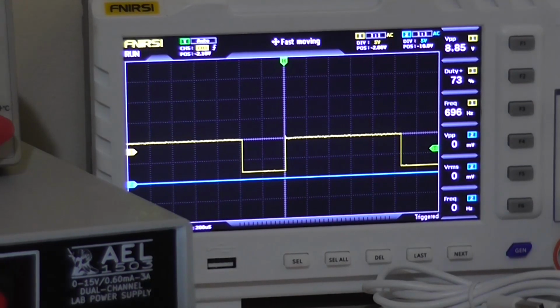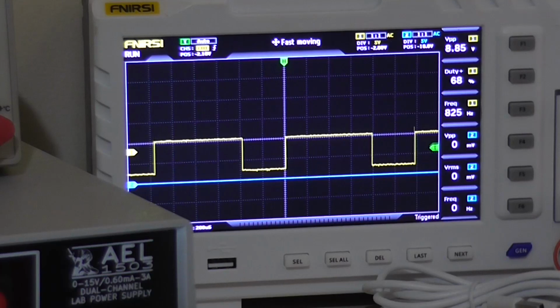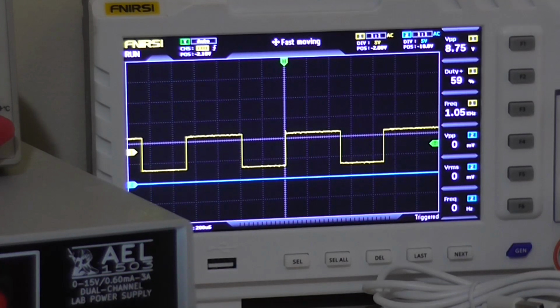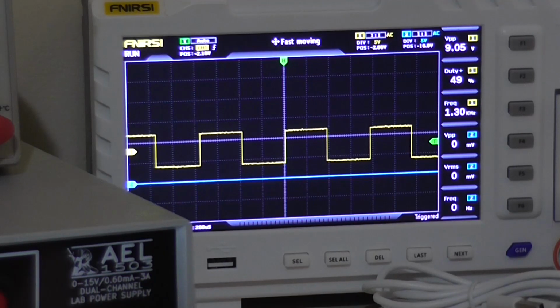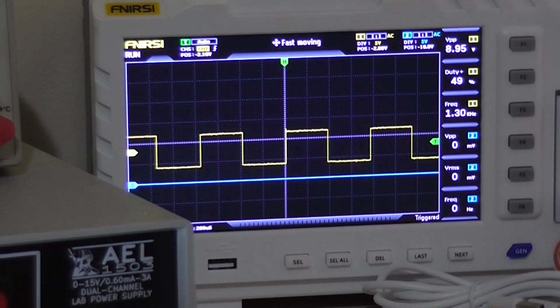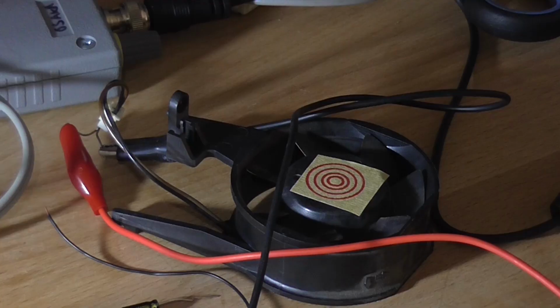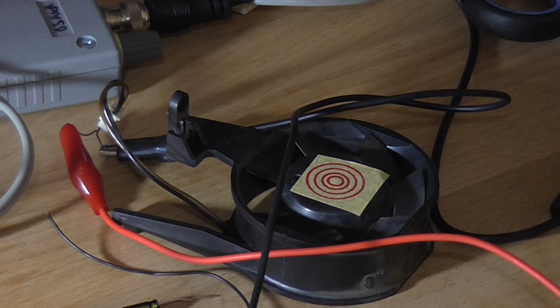Right, well, we're not at 50% duty cycle, so let's make it so we are at 50%. Right, so according to that, at a 50% duty cycle, we're actually at 1.3 kilohertz. But anyway, we can see that it is actually working. However, at 50%, the fan's not actually rotating. So I might make a quick little change to the resistor going to the base of the transistor and see if we can get this to operate a little bit more smoothly.